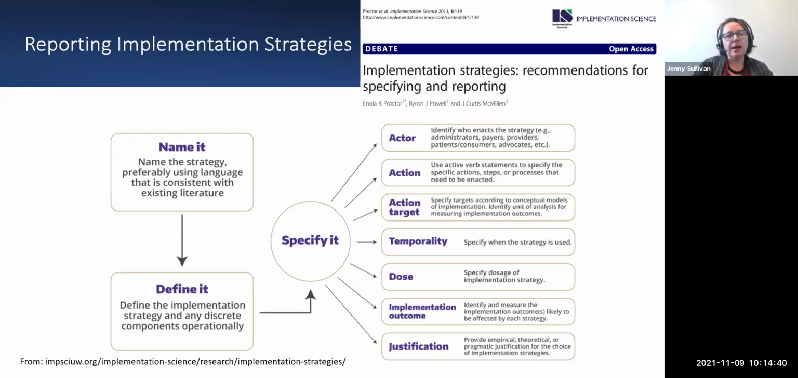For example, how often will a facilitator check in with a site or for how long? Implementation outcomes affected. Will the strategy focus or target feasibility, fidelity, or cost? And then finally, justification, where you provide a rationale for why you are using this particular strategy.